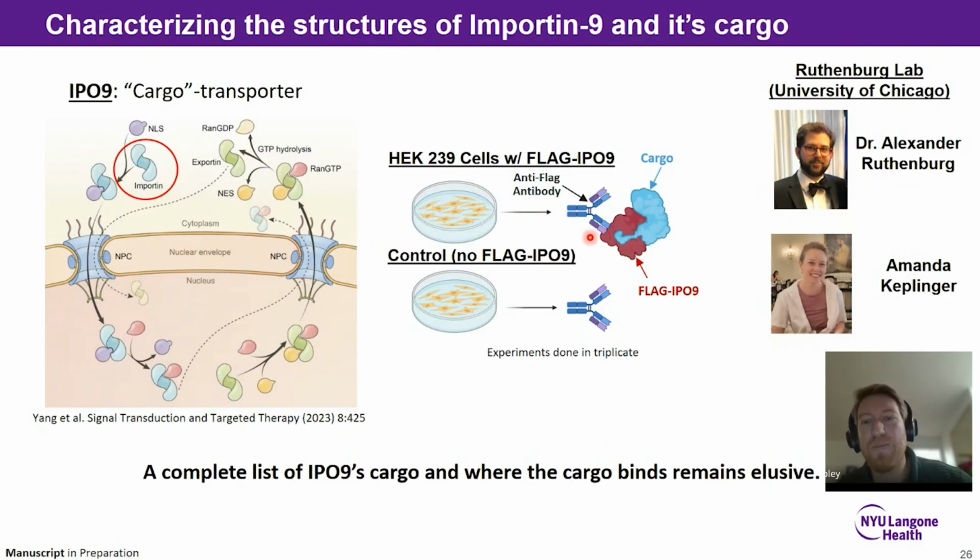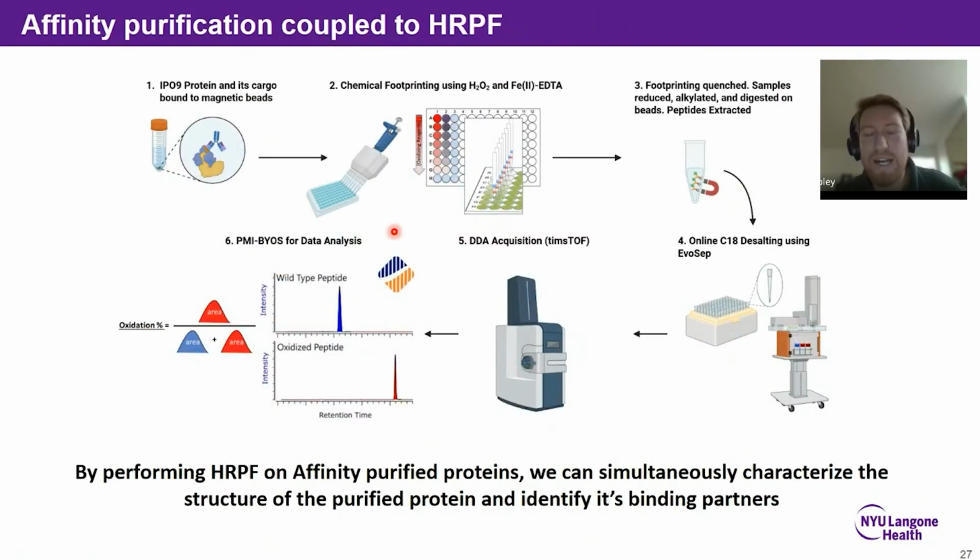So they did an affinity purification with FLAG-tagged IPO9 in HEK293 cells. And then we also have controls that lack the FLAG IPO9. The Ruthenburg lab was responsible for preparing these samples. Next, to go into the workflow, we have these proteins attached to a bead. We have our magnetic beads, with the IPO9 and its cargo all attached. What we're going to do is footprint these proteins while they're still on the beads. What's unique about our lab and the way that we do footprinting is that we do it with pipette and benchtop chemistry. So you don't need any specialized lasers. Anyone with common lab equipment can perform this footprinting reaction.